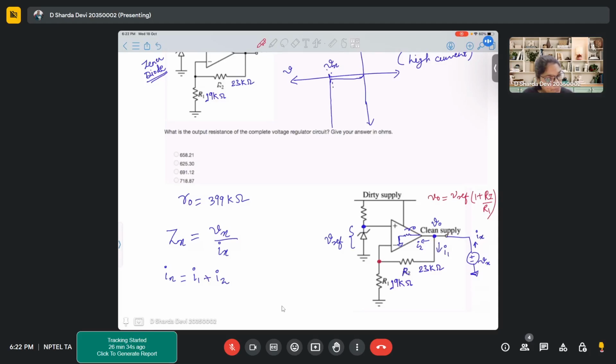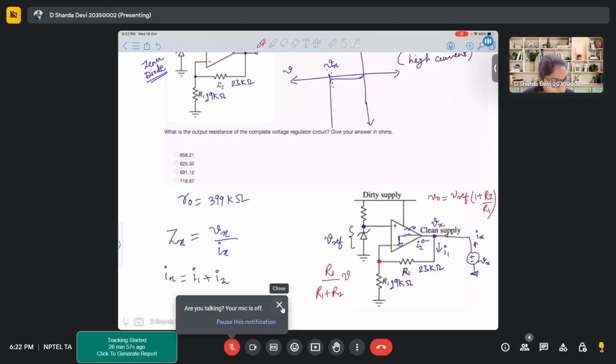At this particular node, now here we already said that Vx is being applied. So at this node it is Vx. So at this node, the node voltage will be R1 upon R1 plus R2 into Vx. Right?